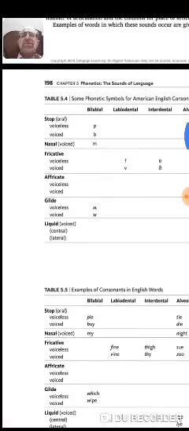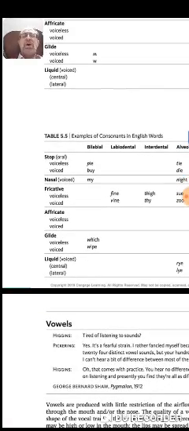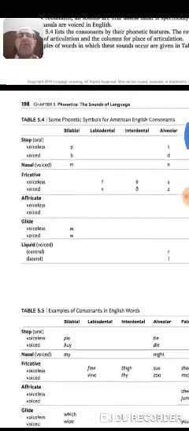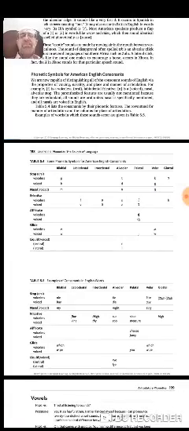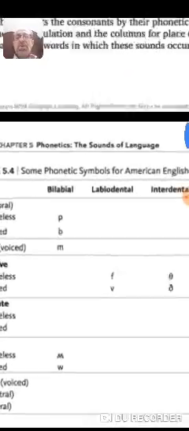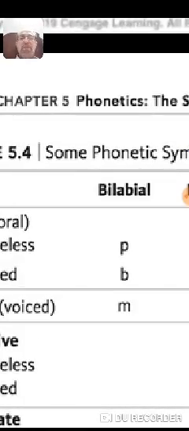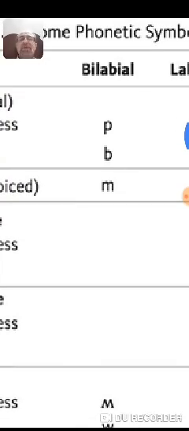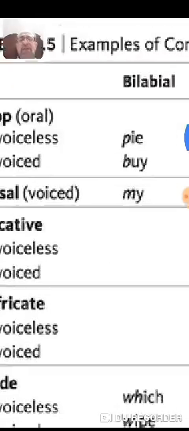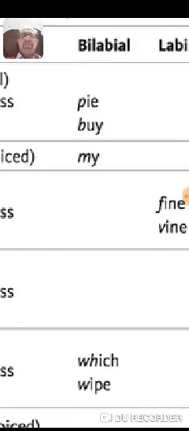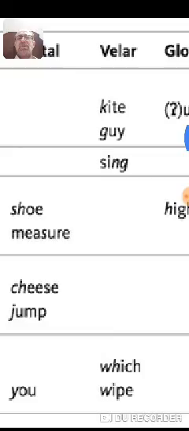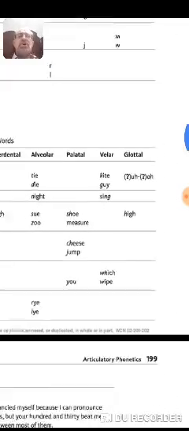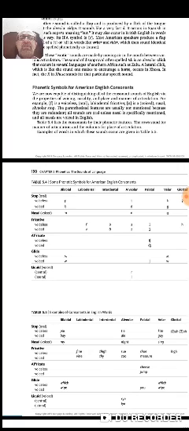Well, what is the difference between table 5.4 and 5.5? The difference here is that we have the same thing there, but the examples are on table 5.5. So for table 5.4 we have p, b. Now here are the examples: pie and buy. There we have m. Now there's a very easy example for you: my. Okay, etc., etc. So now we have some phonetic symbols for American English consonants.